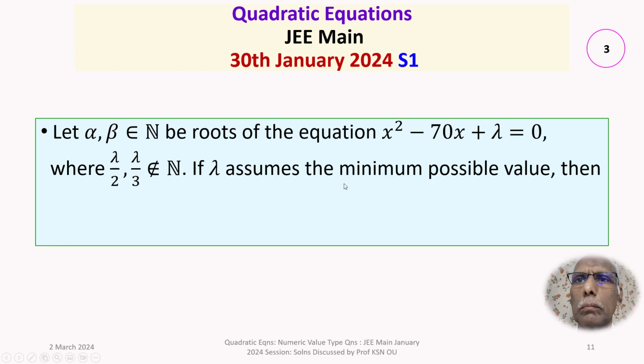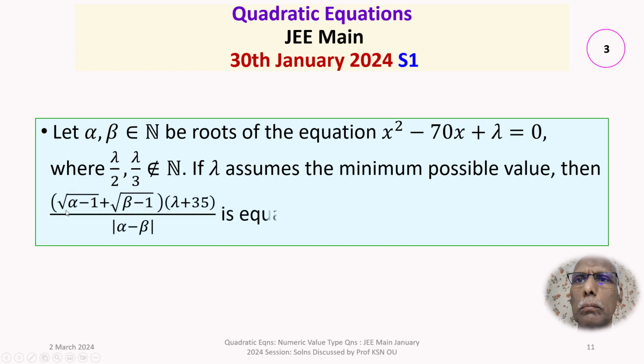If lambda assumes the minimum possible value, then you have to compute this one, that is (root of (alpha minus 1) plus root of (beta minus 1)) multiplied by (lambda plus 35), the whole divided by mod of (alpha minus beta), is equal to.